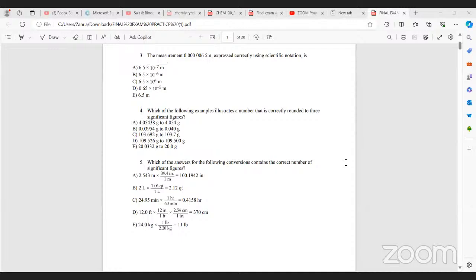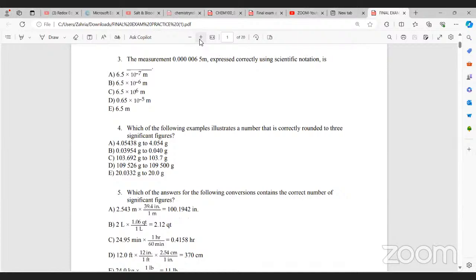If we take a look at this very first question, number 3, it says the measurement 0.0000065 is expressed using scientific notation. So, Malia, you said E, that is incorrect, because we said express the answer in scientific notation. Keep in mind, you've got to read the question and follow the directions, okay? So it is not E.